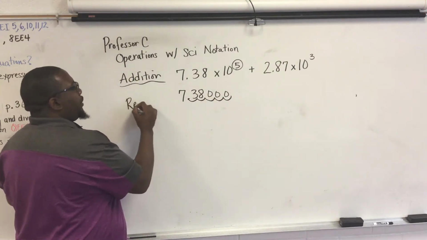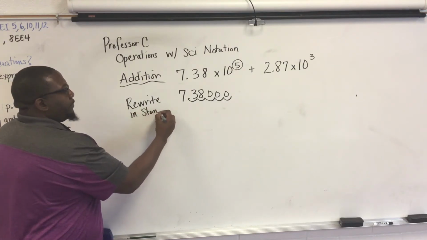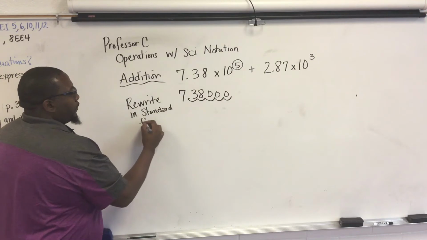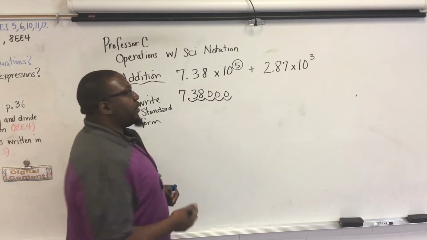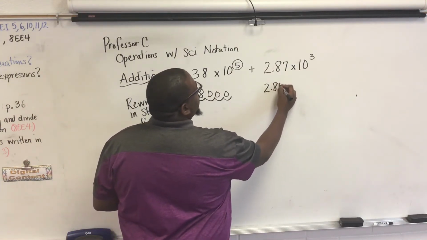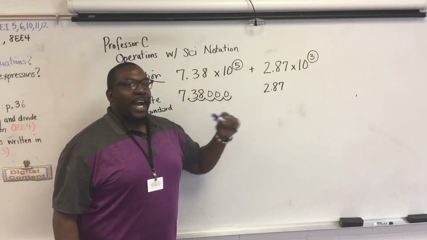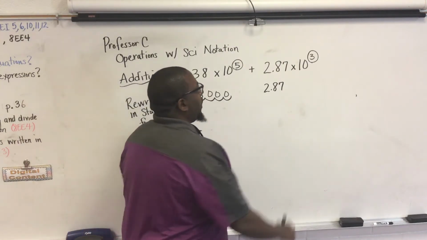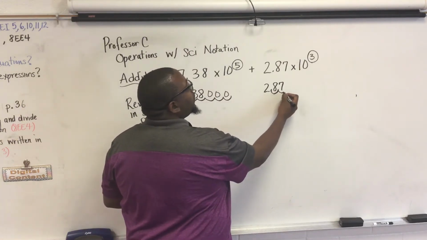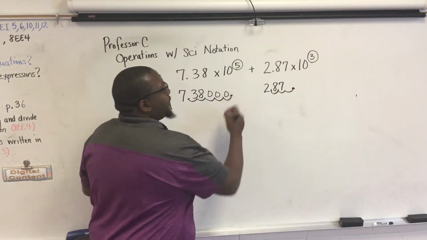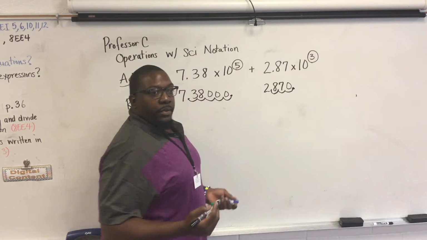So the first step is to rewrite in standard form. Okay. The second number, I'm going to rewrite it as well in standard form. Again, my exponent tells me where and how many places to move my decimal place. So the positive 3 tells me to move 3 places to the right. Let's count. 1, 2, 3. And again, I only have one placeholder. So I put a 0 there.